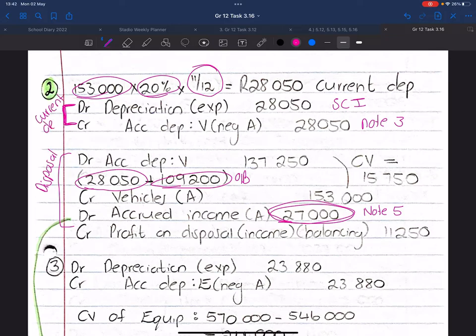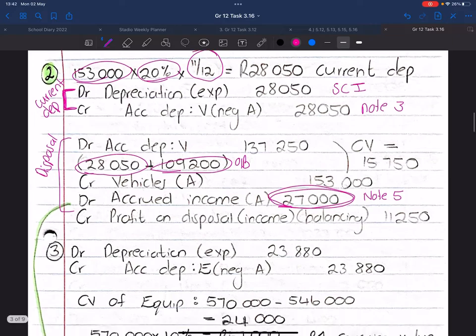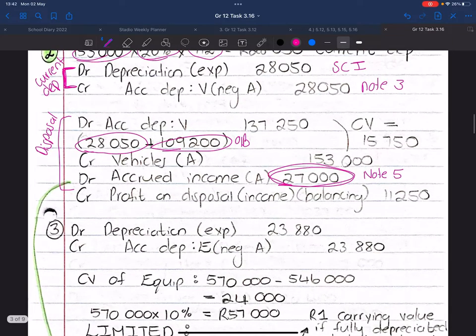So you still need to account for the depreciation like normal because it hasn't been done up until date of disposal, and that's what the first part of the journal is. And then the second part of the journal is we're taking out the total depreciation up until date of disposal, the cost of the vehicle, and then the selling price, and then the balancing figure determines whether we've made a profit or a loss on disposal.